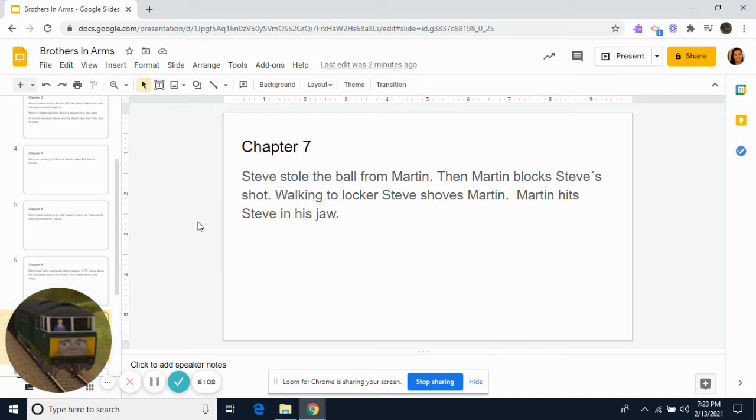Chapter 7. Steve stole the ball from Martin. Then Martin blocks Steve's shot. Walking to the locker, Steve shoves Martin. I should have just put walking to the locker. Martin hits Steve in his jaw.